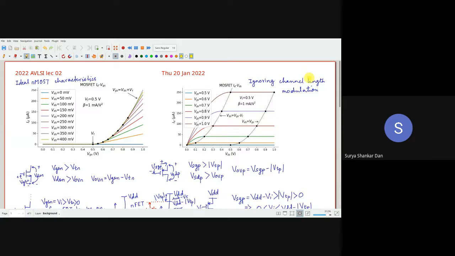As in our previous lecture, I had already told you that this line is the same as this line. If you notice, this is VGS equal to VDS plus VT, since this is the VGS axis here, and this is VDS equal to VGS minus VT. Basically the same equation. The only thing is here it is the VDS axis. So they are the same lines.